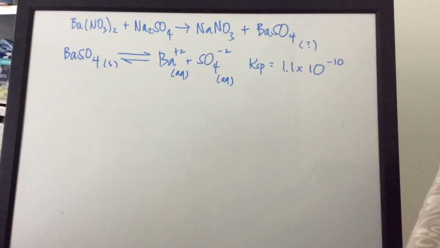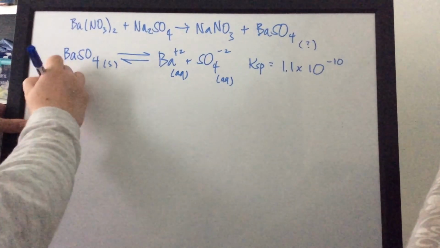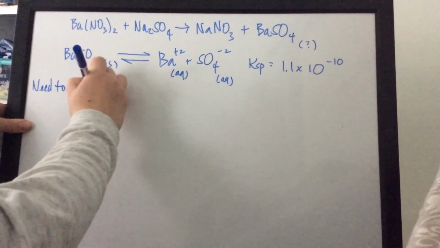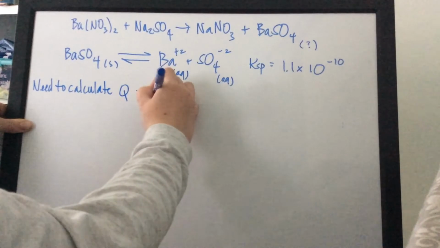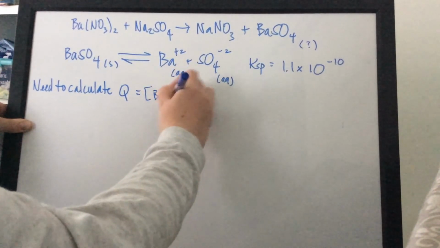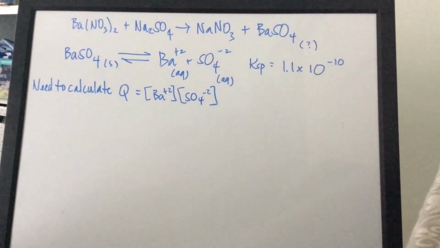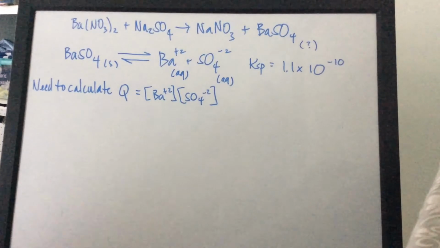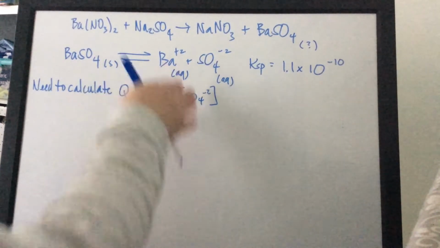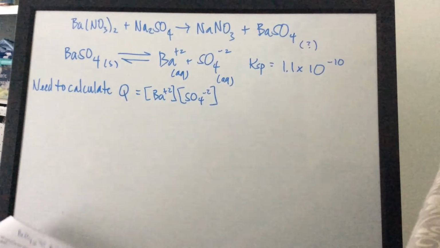Okay, so what I need to do is I need to calculate a Q. Okay, so I'll write myself a note. Need to calculate Q. All right, and Q is going to be equal to the concentration of the barium times the concentration of the sulfate, right? Just like it was the KSP expression. But I need to calculate these numbers from what was given to me in the problem. And then I will compare that value of Q with KSP and make a determination as to whether or not I will form a precipitate.